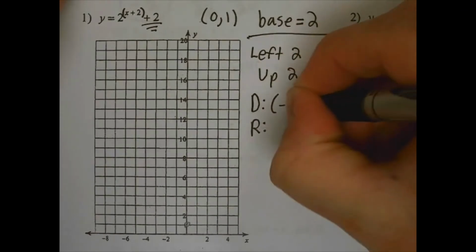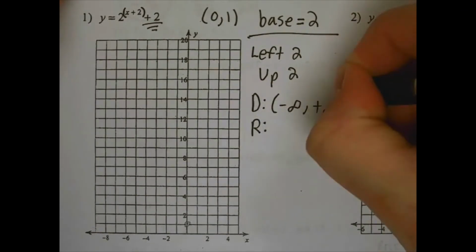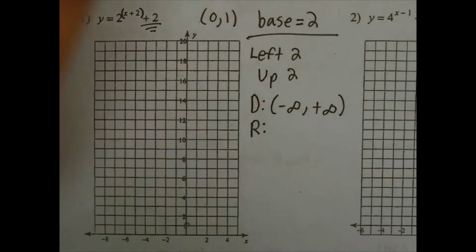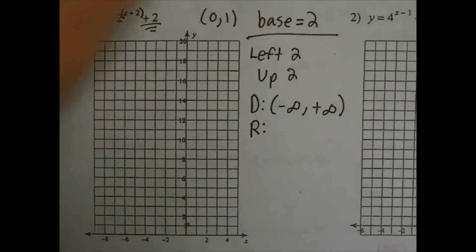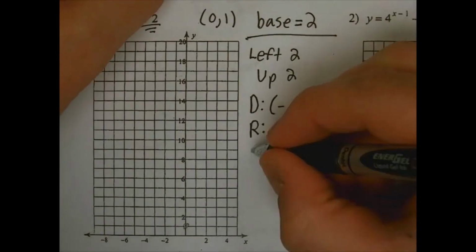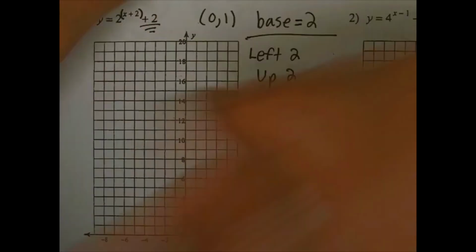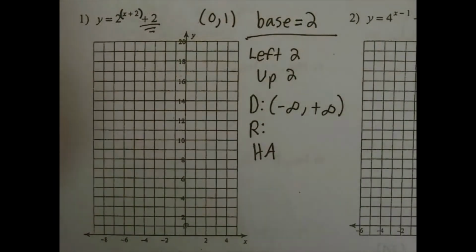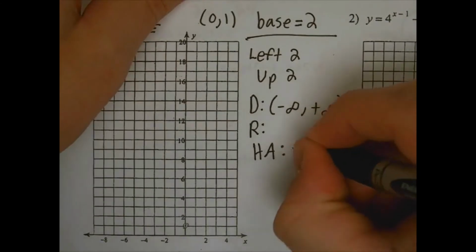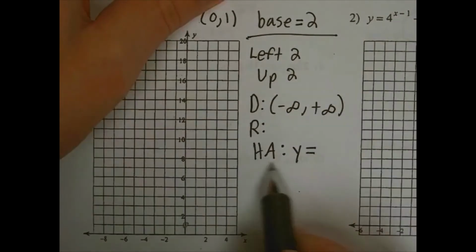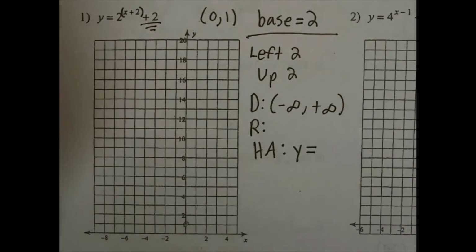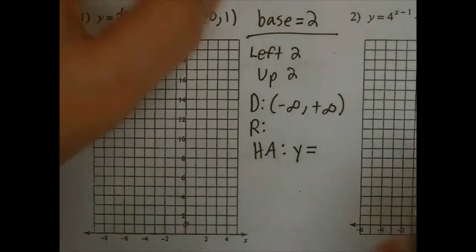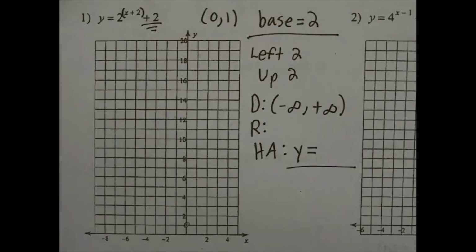My domain we already know because it's an exponential function and the domain is all reals, which means that every single x value I can put any number in and I'll get a y value back out. But this range will be restricted. Put HA, which stands for horizontal asymptote, and go ahead right now and put y equals. Anybody? No? All right. This is the stuff that we're going to need each time.